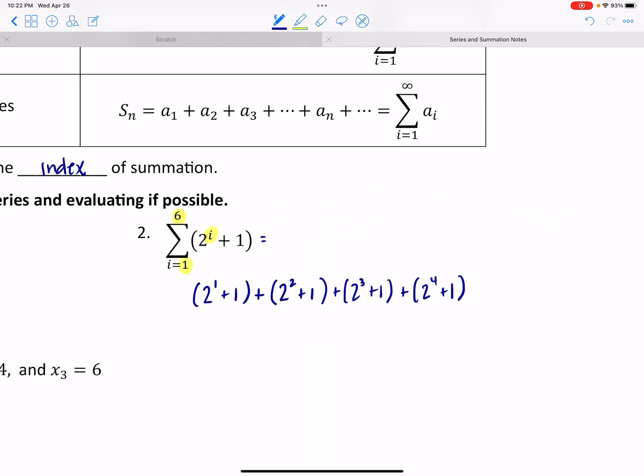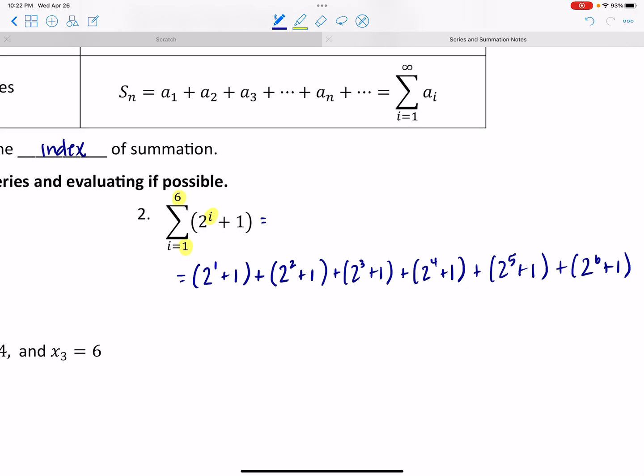Convenient. The fifth term, 2 to the fifth plus 1, and then the sixth term, 2 to the sixth plus 1. So that's the expanded form of the sum, and now we can actually just figure out what each of these things is and evaluate. Since we have no variables left in this situation, we can actually find this value.